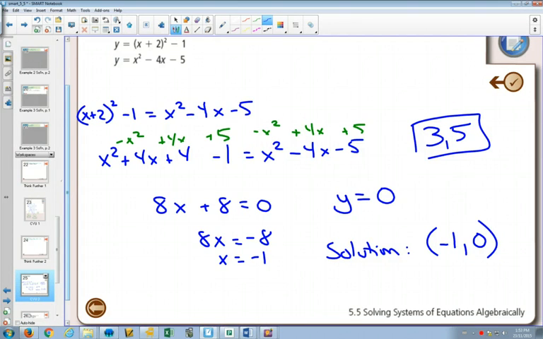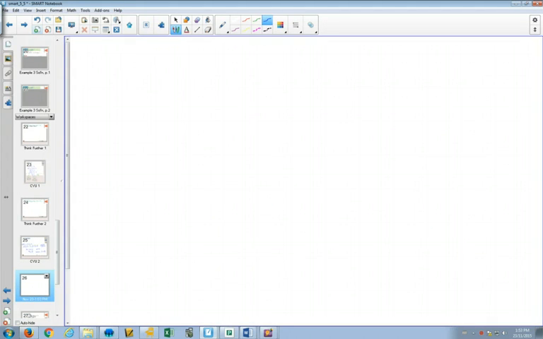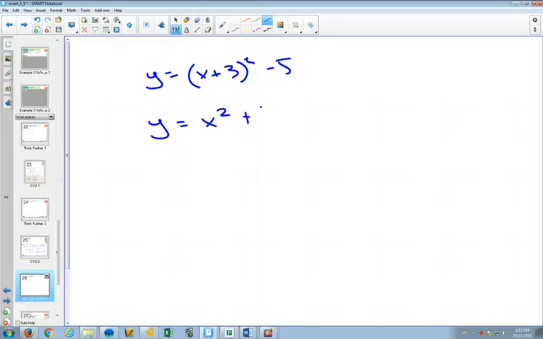Now at the top of the page on 394, you have some space. We're going to do what happens, what does it look like when you're solving and you have the infinite solutions. So I'm going to make an equation. So there's two equations, x plus 3 squared minus 5 and y equals x squared plus 6x plus 4. What does it look like when there's infinite solutions? Because these equations are exactly the same parabolas, just written in different ways.